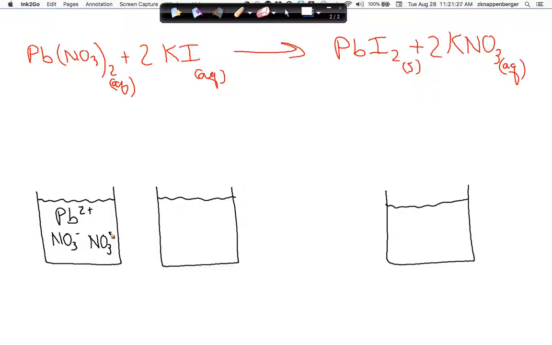There is no lead 2 nitrate. It's ions, okay? Do you want to change your answer now for what's in the second beaker? Go ahead and do it if you need.